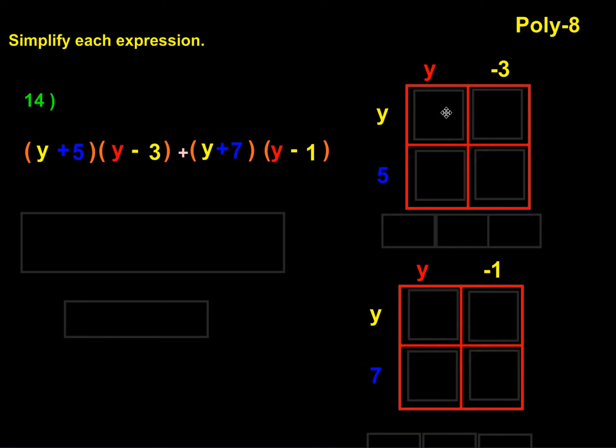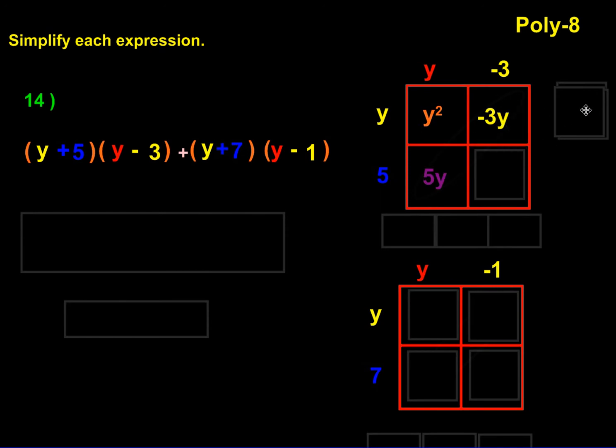Now, just like I've been doing, I can go ahead and multiply. Y times y is y squared. Y times negative 3 is negative 3y. 5 times y is 5y, and 5 times negative 3 is negative 15.